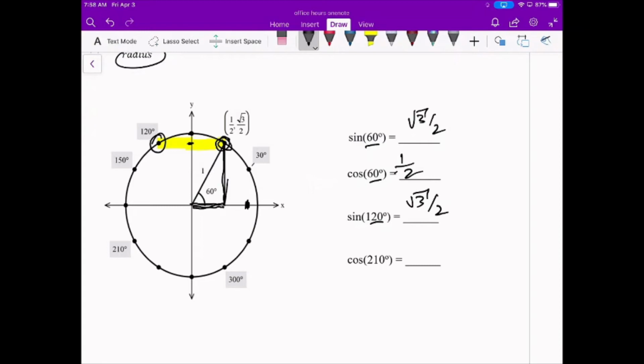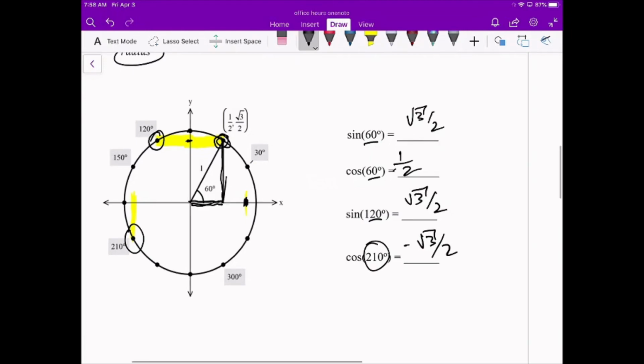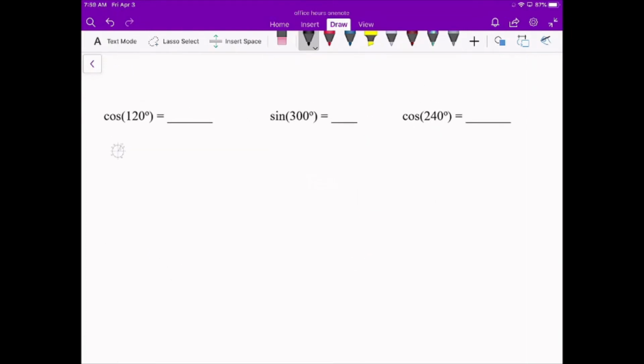And for cosine of 210 degrees, 210 degrees is right here. Cosine ratio means the x-coordinate. If I go up here, that x-coordinate is definitely not the 1/2. The x-coordinate is the root 3 over 2, like this one and this one, and it's negative, obviously. So cosine ratio is negative root 3 over 2. No need to divide by the radius of 1. All right, I have 3 more for you, and then we'll be done.